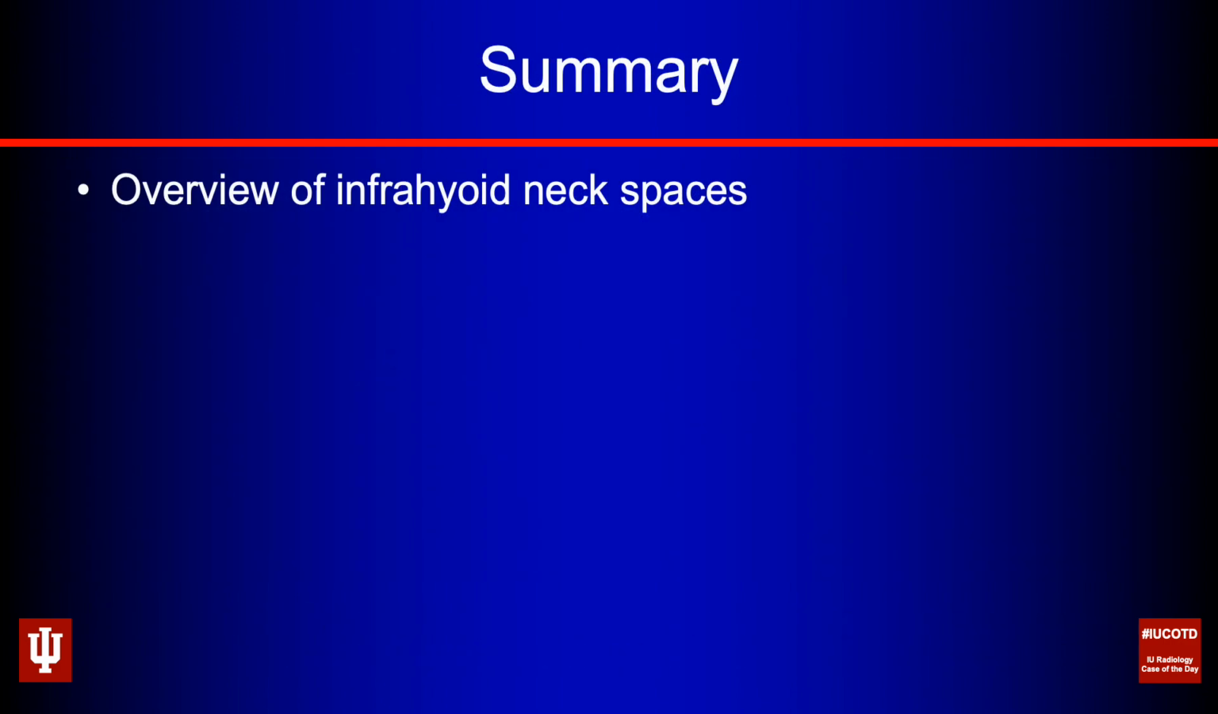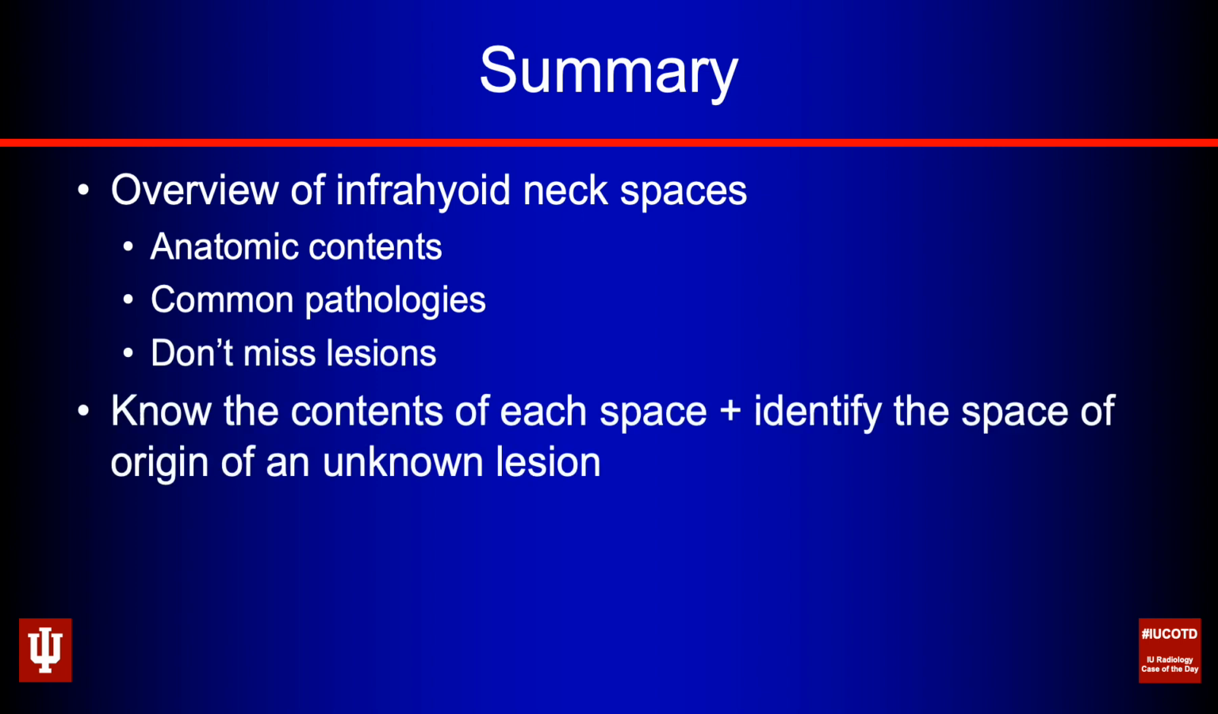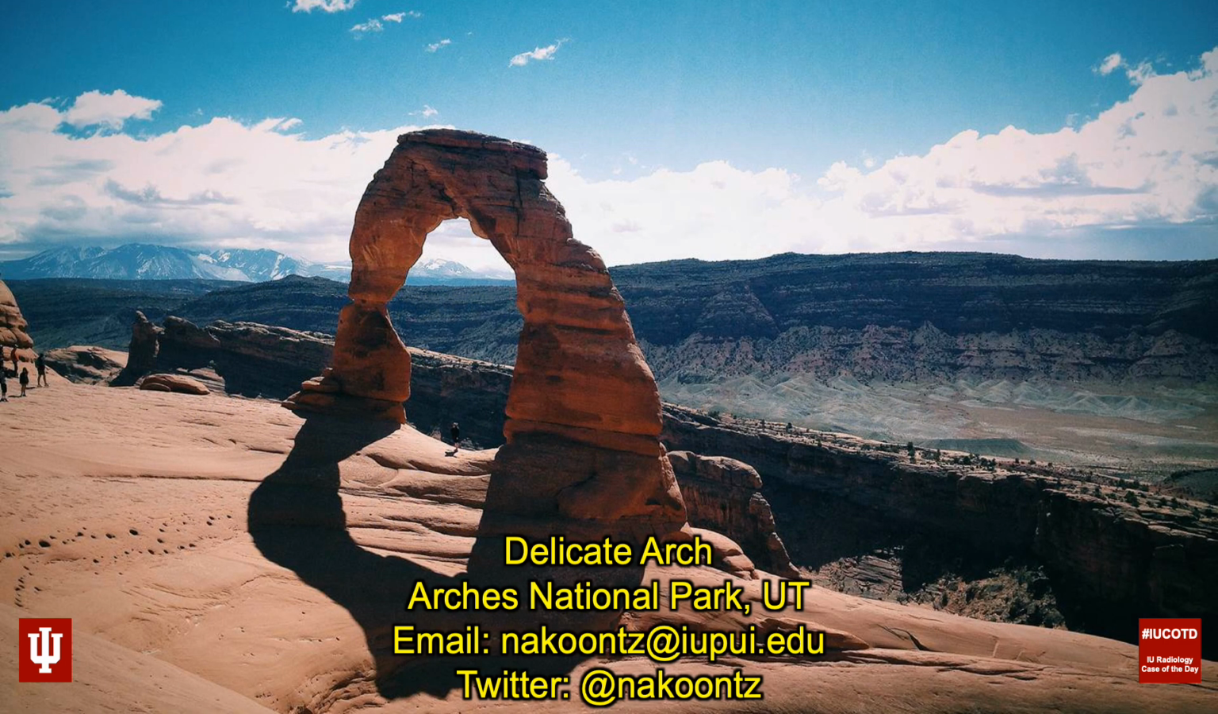Okay, so that was a lot of content. That was sort of a whirlwind overview of the infrahyoid neck spaces. We talked a little bit about the anatomic contents. We talked a lot about common pathologies, some don't miss lesions as well. Really some take-home points here. Know the contents of each of these anatomic spaces and try to identify the space of origin of an unknown lesion within the neck and the infrahyoid neck, because there's so much going on there. It's really critical to try to figure out where it's coming from, and that will help you to generate a succinct, appropriate differential diagnosis.